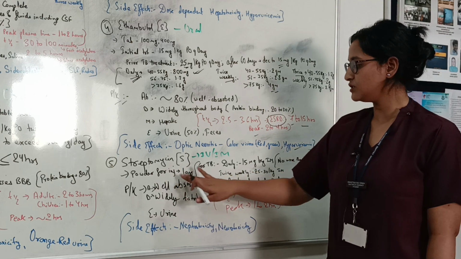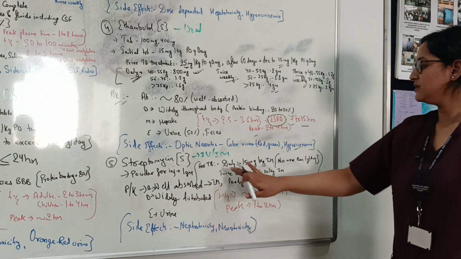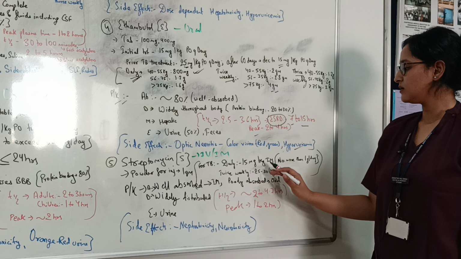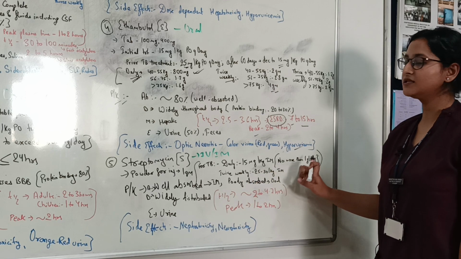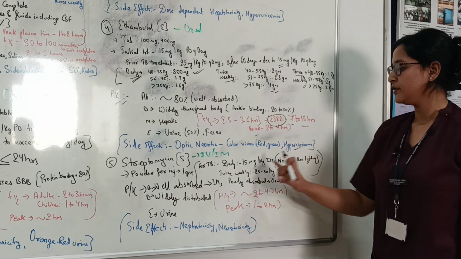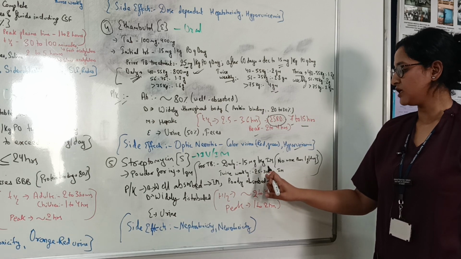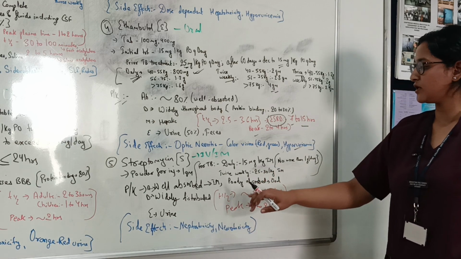The powder for injection is 1 gram. For TB, the daily dose is 15 mg per kg, not to exceed more than 1 gram per day. And for twice weekly, it's 25 to 30 mg per kg.